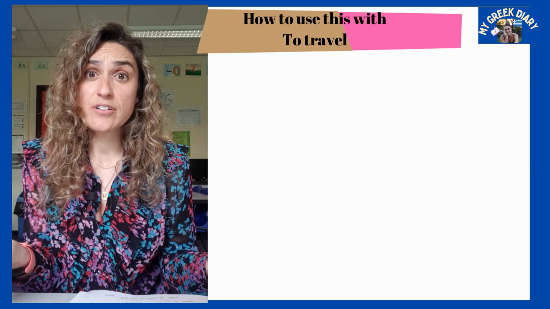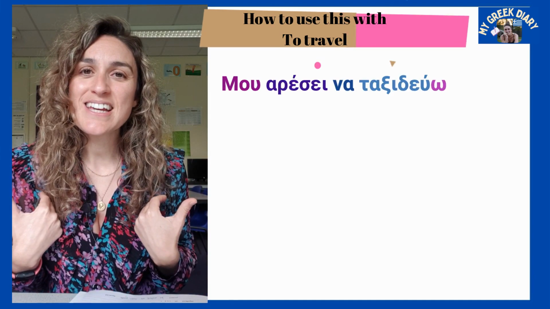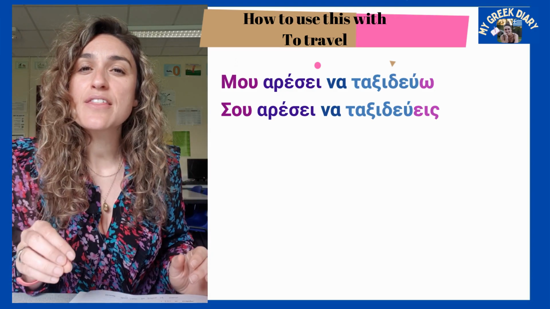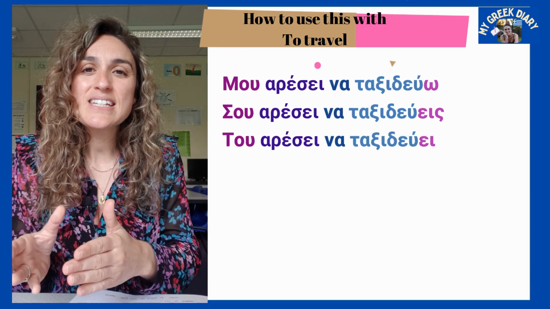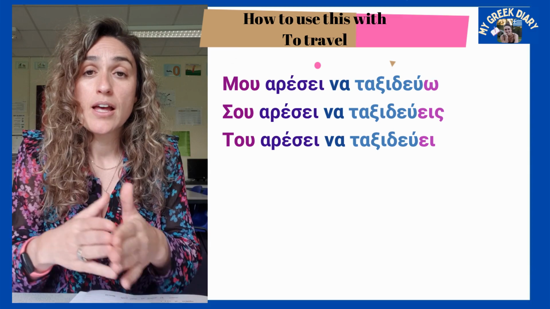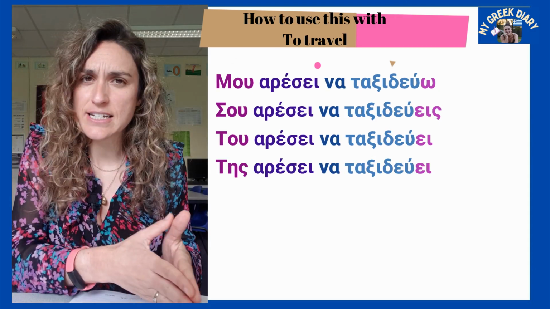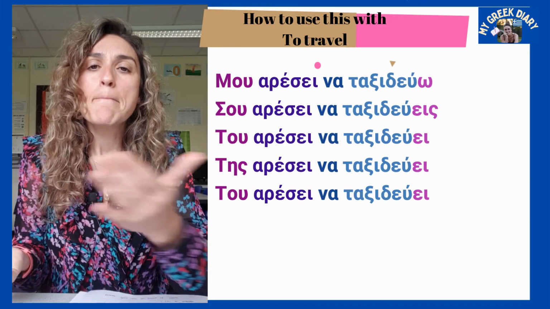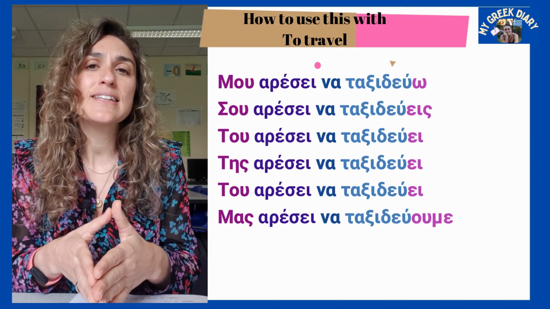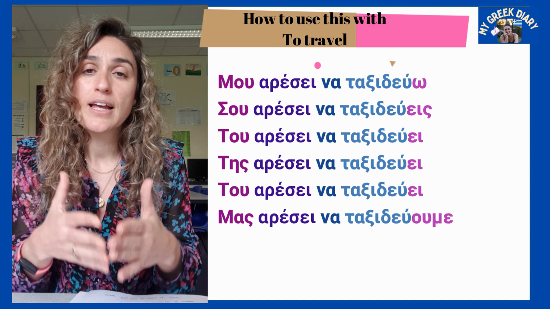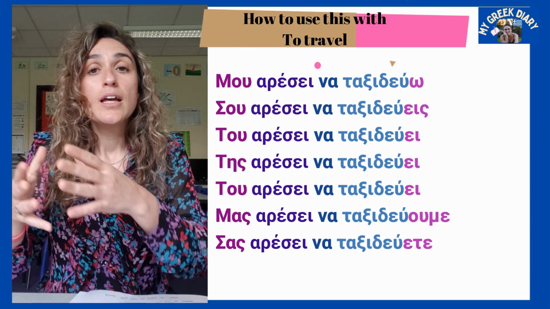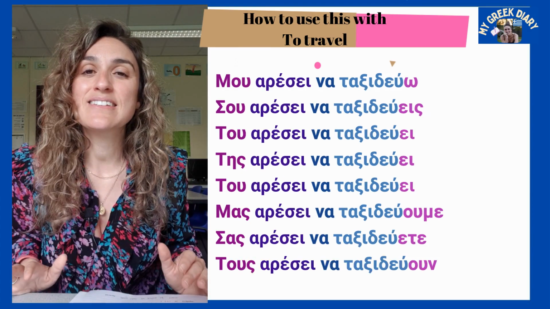So with ταξιδεύω it is going to be μου αρέσει να ταξιδεύω. Σου αρέσει να ταξιδεύεις. Του αρέσει να ταξιδεύει. Της αρέσει να ταξιδεύει. Του αρέσει να ταξιδεύει. Μας αρέσει να ταξιδεύουμε. Σας αρέσει να ταξιδεύετε. Τους αρέσει να ταξιδεύουν.